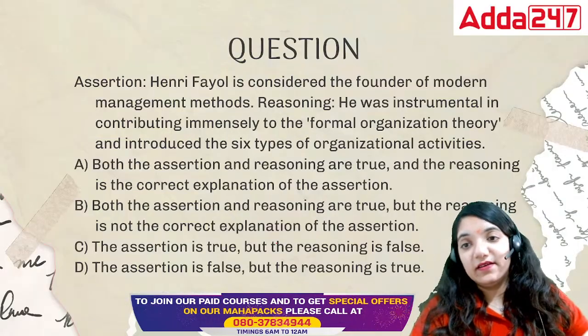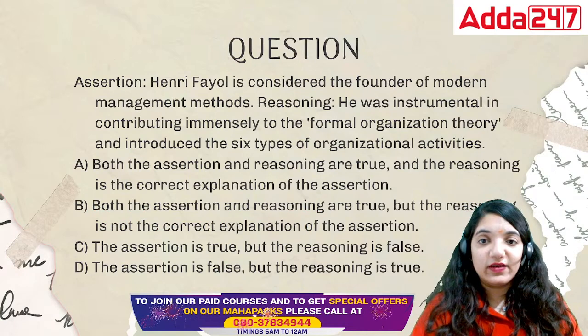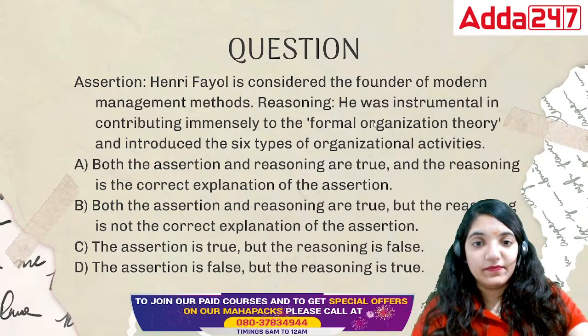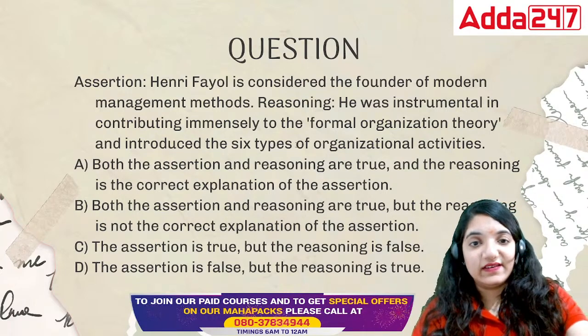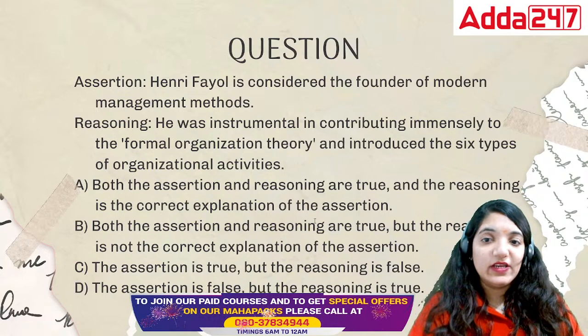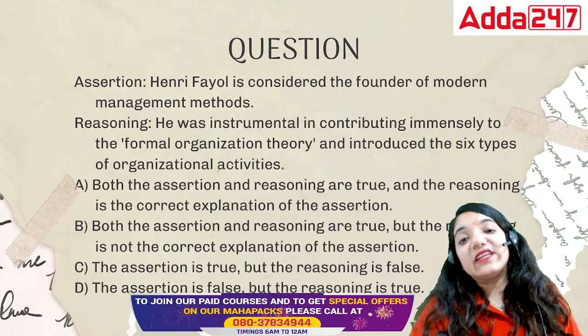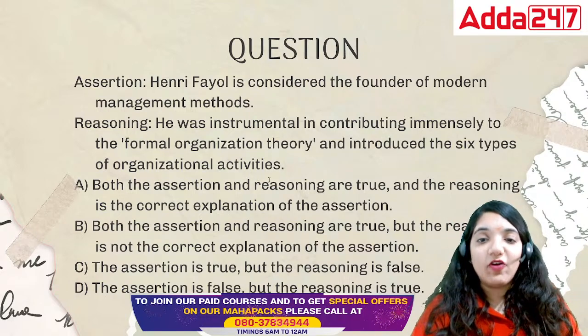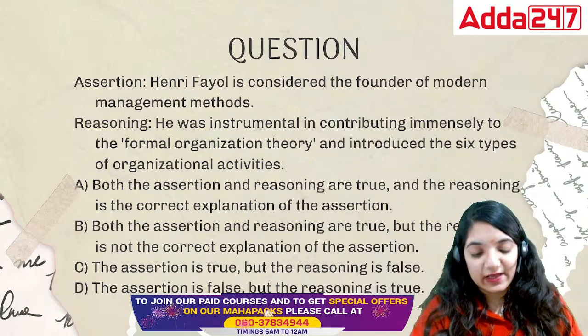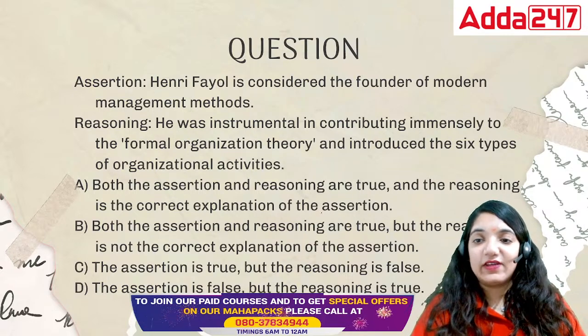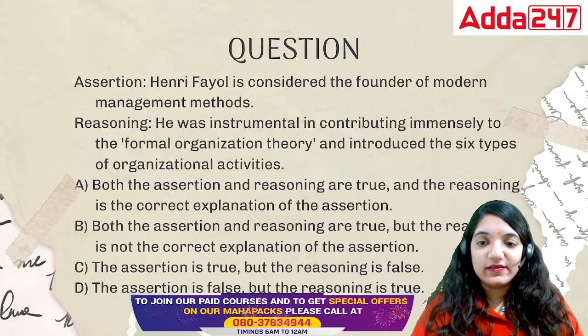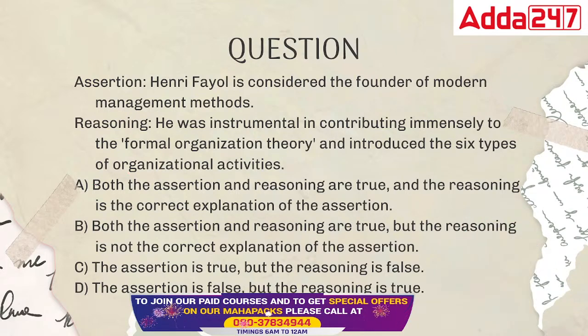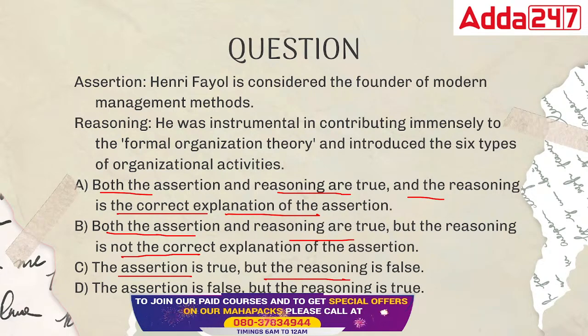Done? Okay, here comes the question of assertion and reasoning, everyone. The reasoning says that Henry Fayol is considered the founder of modern management, while this was the assertion: he was instrumental in contributing immensely to the formal organization theory and introduced the 6 types of organizational activities. What would be the answer? Both the assertion and reasoning are true, and the reasoning is the correct explanation of the assertion. Both the assertion and reasoning are true, but the reasoning is not the correct explanation. The assertion is true, reasoning is false. Assertion is false, but the reasoning is true. What would be the answer?